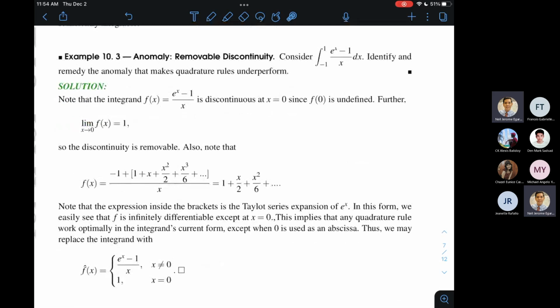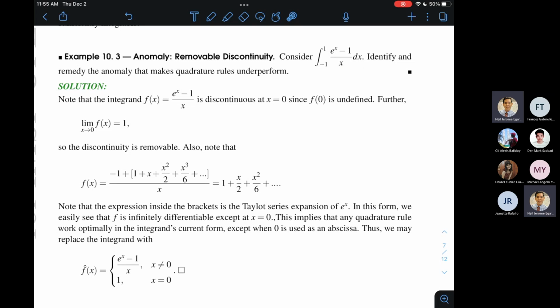Now, isa pang problema na posible nating makita ay sa mga removable discontinuity. And actually, removable discontinuities would be a problem even from the theoretical standpoint. Kasi ang requirement para maging integrable ang isang function sa closed interval, dapat yung function ay continuous sa closed interval. All right? However, if you look at the integrand in example 10.3, ito yung integrand, e to the power x minus 1 all over x. And when x is equal to 0, pag nag-0 yan, discontinuous na yung function kasi yung function ay hindi defined when x is equal to 0.